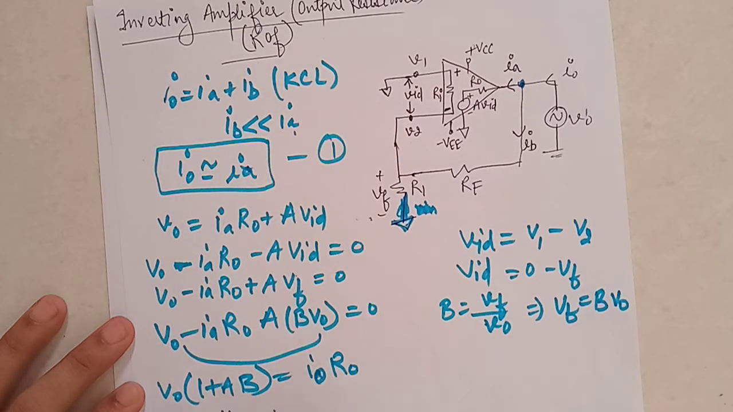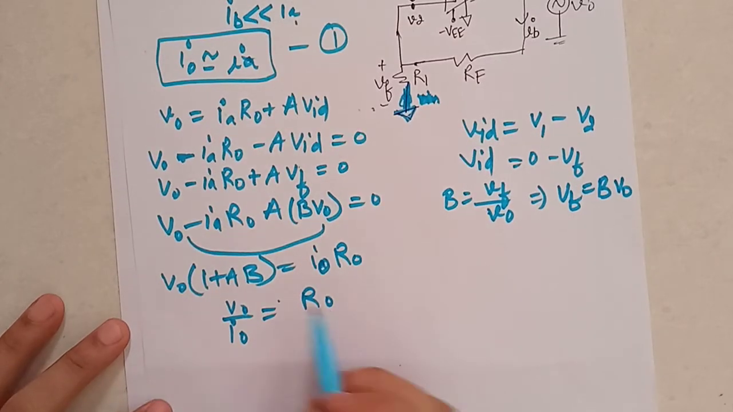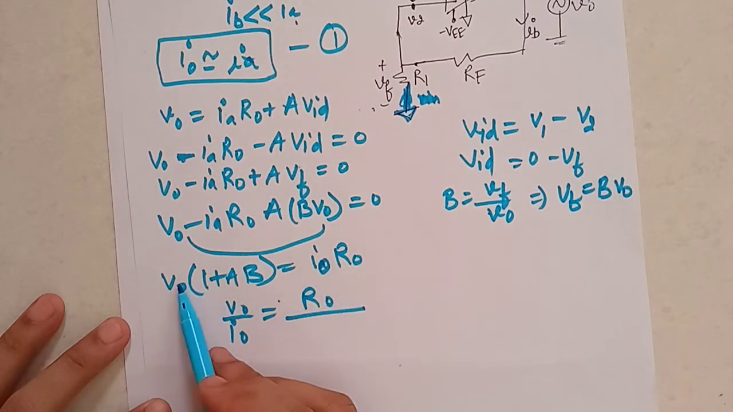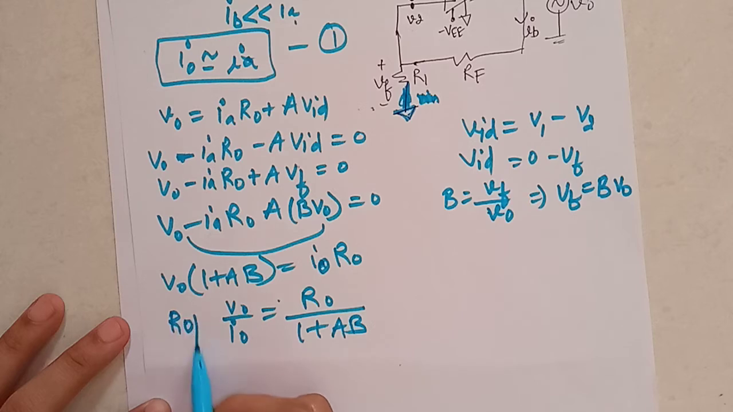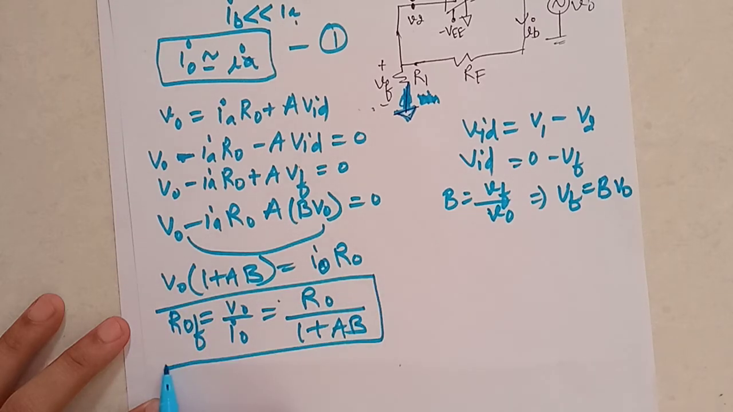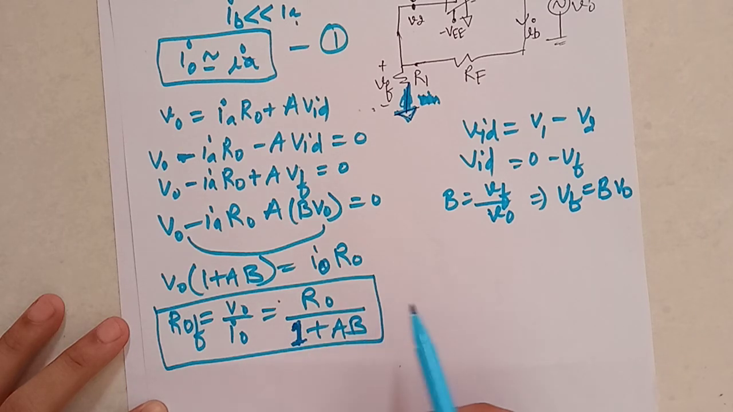So from here, if I calculate V0 by I0, that will come as R0 over 1 plus AB. V0 by I0 is nothing but ROF. So this is the value of ROF, where you can see ROF is reduced by a factor of 1 plus AB, and that is actually required because we want our output resistance to be as small as possible. So this is the derivation for ROF.